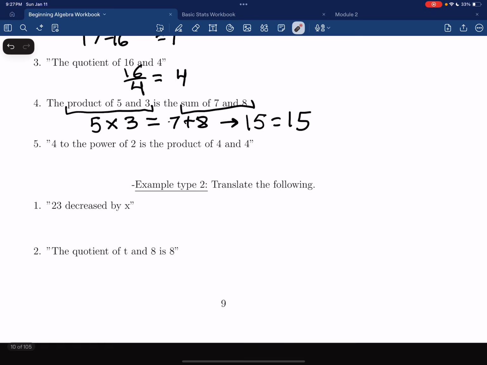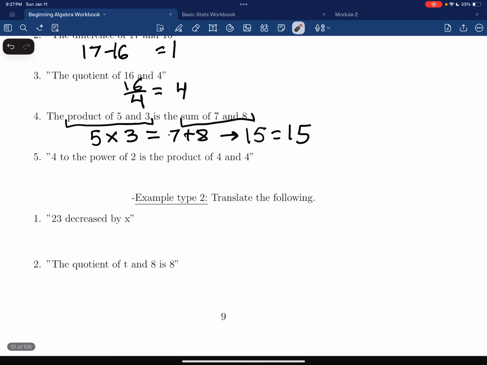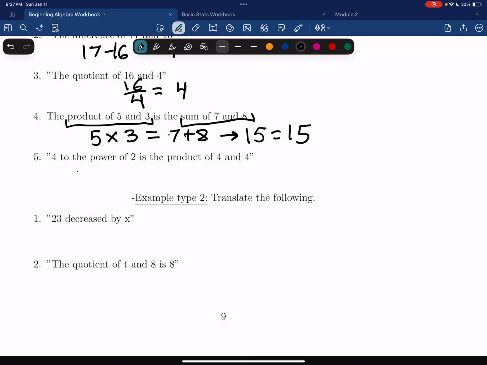Looking at example number 5, I encourage you to pause the video and try this one on your own. And assuming you have given it a go, let's work through it. We have 4 to the power of 2 is the product of 4 and 4. Is means equals, and product means multiplication. So we're going to do 4 times 4. Simplifying this out, 4 squared is just 16, and 4 times 4 is also 16.